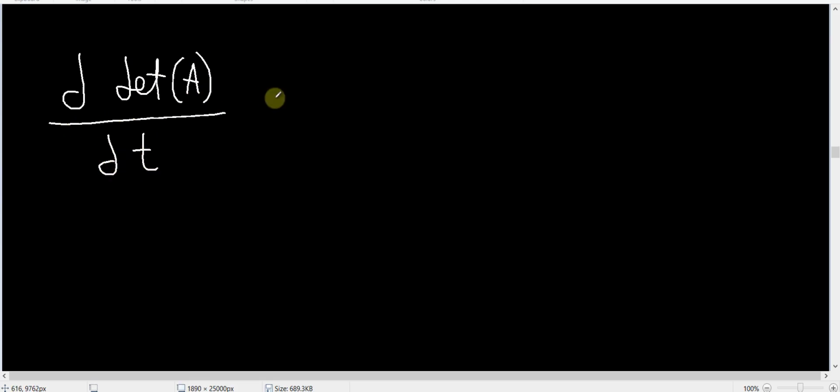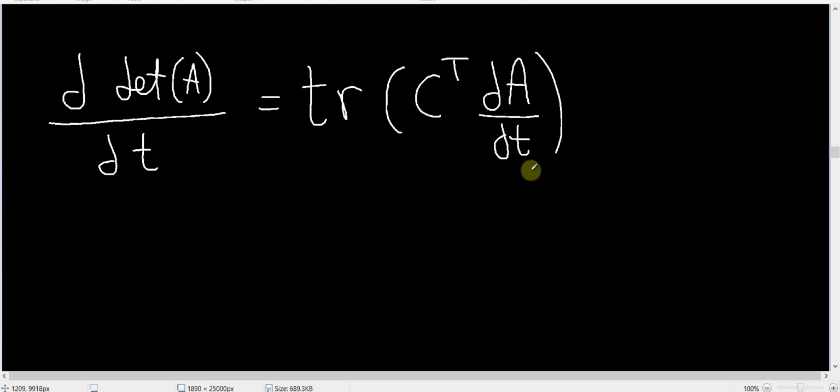It's Ahmed Fathi, and in this video I'd like to start deriving the derivative of the matrix determinant with respect to some parameter t. Specifically, I'd like to prove that the derivative of the determinant of some matrix A with respect to some parameter t is really equal to the trace of the cofactors matrix transpose multiplied by dA by dt. This is also equal to the trace of the adjugate matrix of A, or sometimes called the adjoint matrix of A, multiplied by dA by dt.